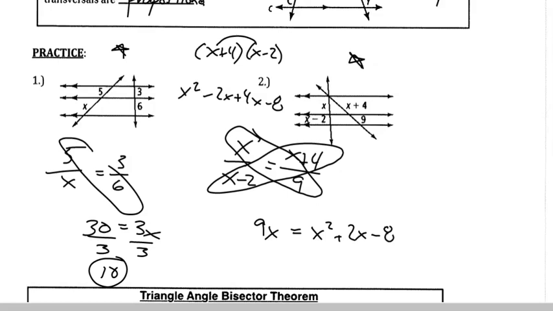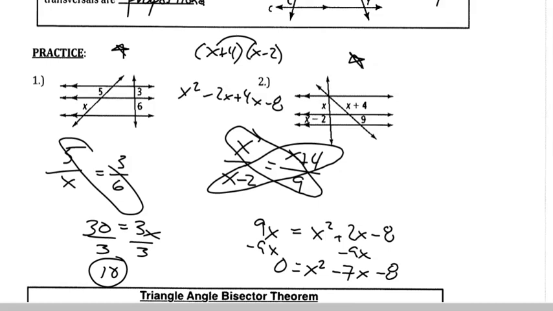Okay, so we're always hoping that the x squared will go away and we won't have a quadratic. Not so lucky. Minus 9x, minus 9x. You end up with 0 equals x squared minus 7x minus 8. Remember, you can solve quadratics by graphing, by factoring, and by the quad formula. I'm going to do this one by factoring now.